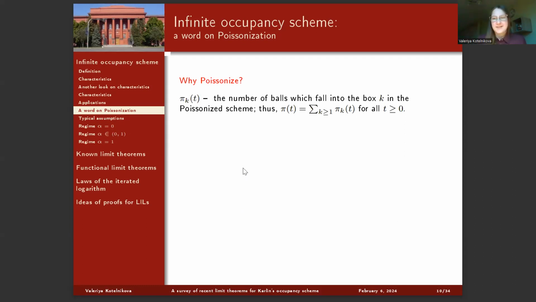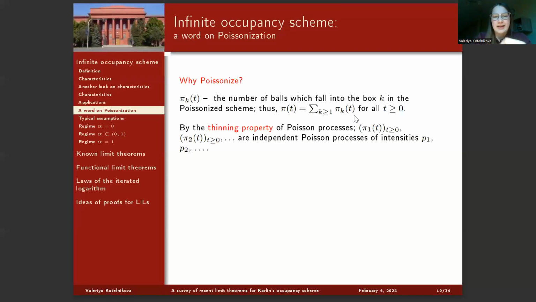And what is the reason behind introducing this Poissonized process? Denote by pi_k(t) the number of balls which fall into the box k in the Poissonized version of the scheme. To connect it with process pi, we can notice that the total number of balls pi(t) is the sum of the numbers of balls in the distinct boxes. Then, by the thinning property of the Poisson process, those sub-processes, pi_1, pi_2, and so on, are independent Poisson processes with intensities p_1, p_2, and so on. And I want to remind you that p_k was the probability that the ball will hit the box k.